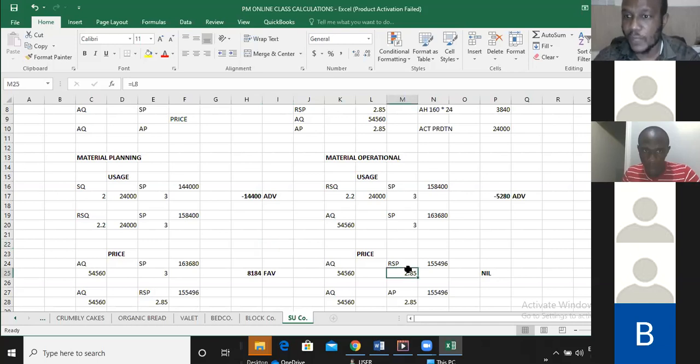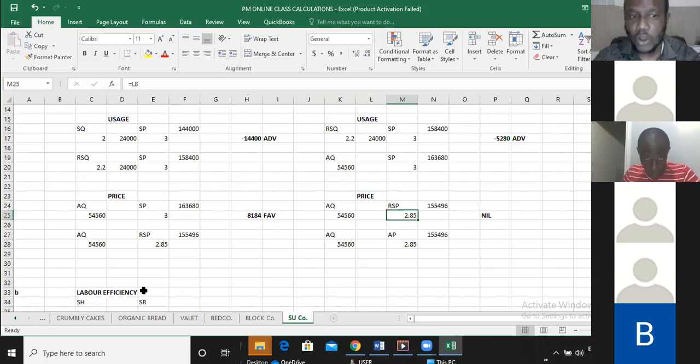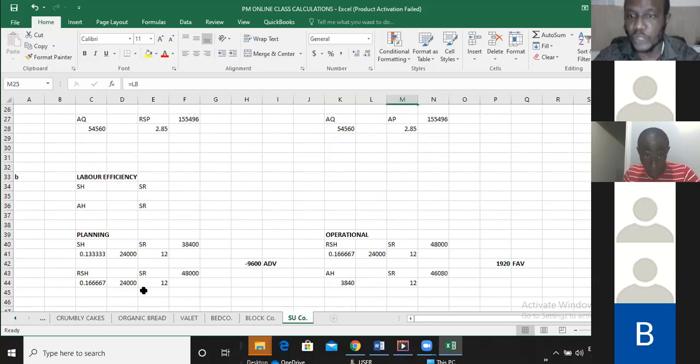So unlike before where they would tell you to calculate the sales price planning and sales price operational or material total variance, those kinds of things, this one, they just told you to calculate the material variance in as much detail as possible. Then for the labor efficiency, they didn't want to punish you because the actual rate and the standard rate are the same. So they just told you to calculate only the efficiency part. Also, if you know it well, then you know that efficiency has nothing to do with the rate. So you won't bother looking for that rate figure.